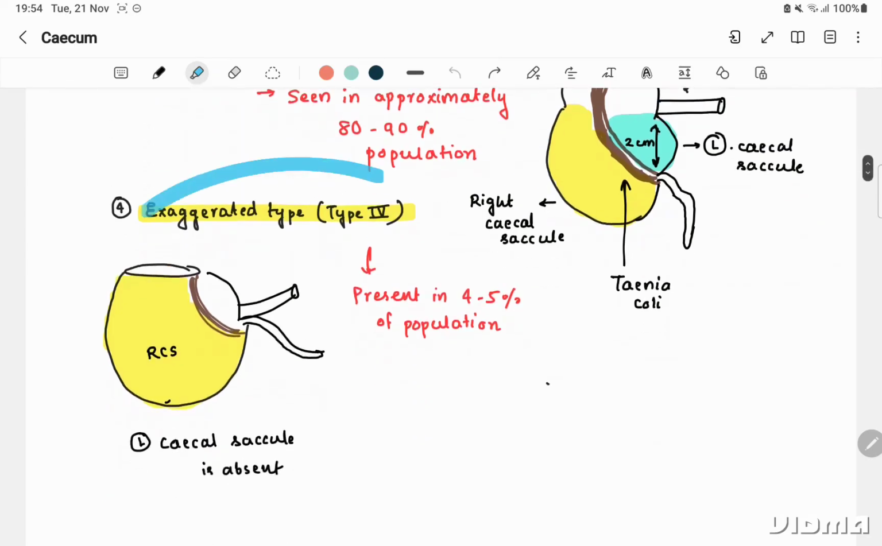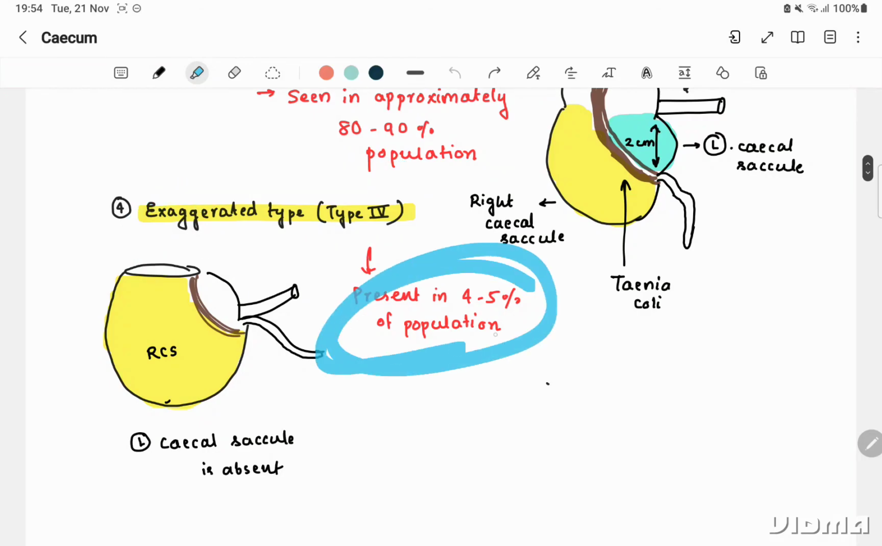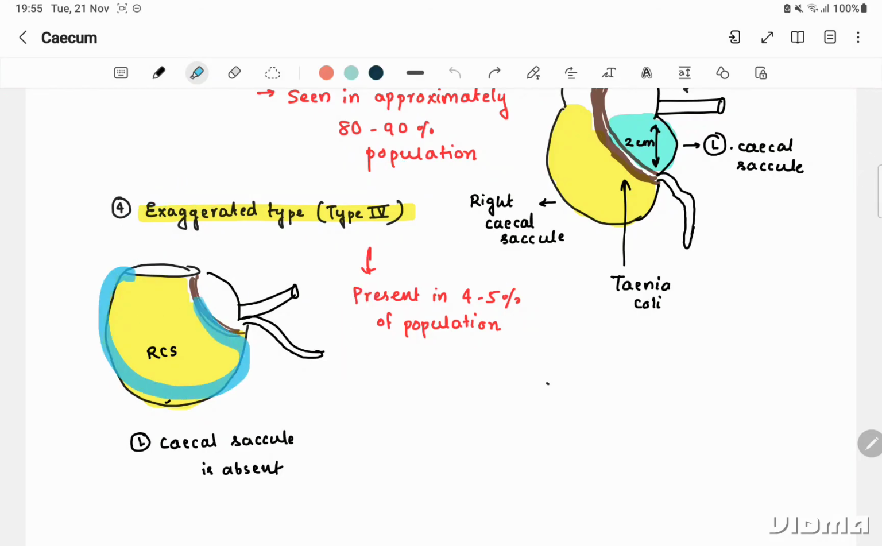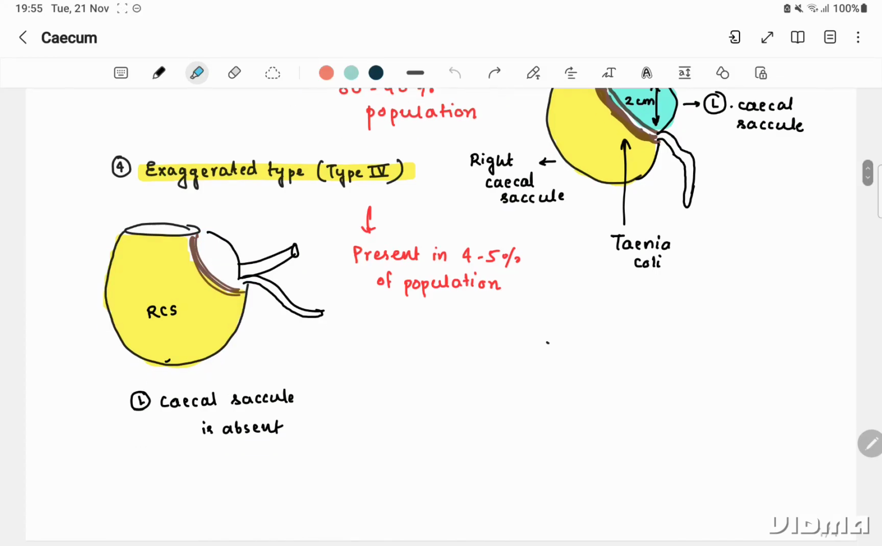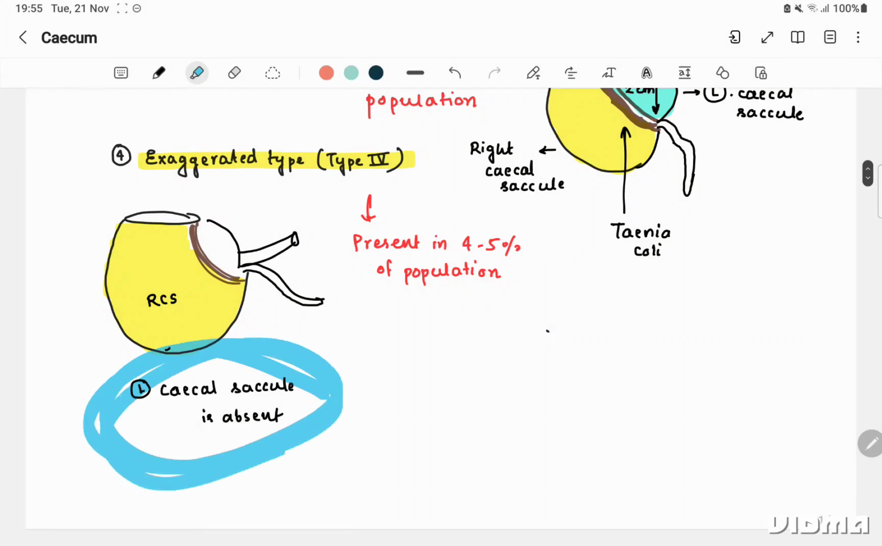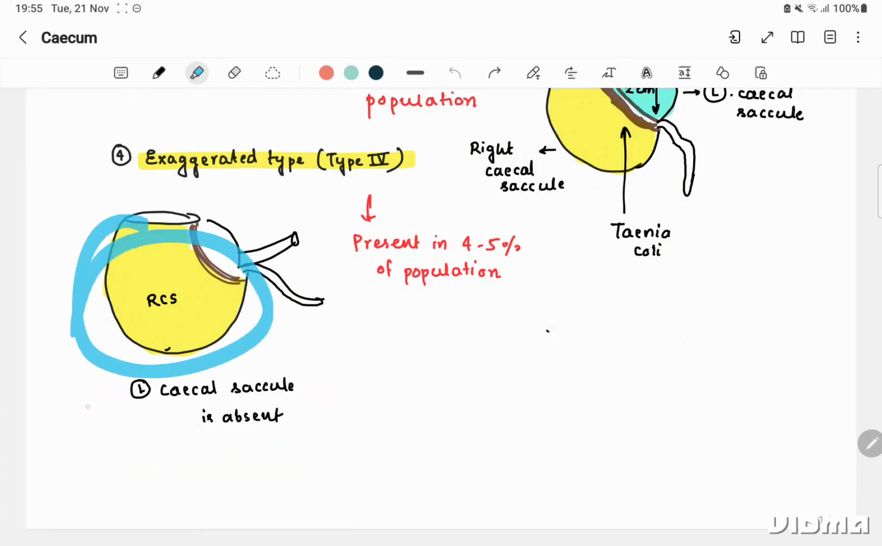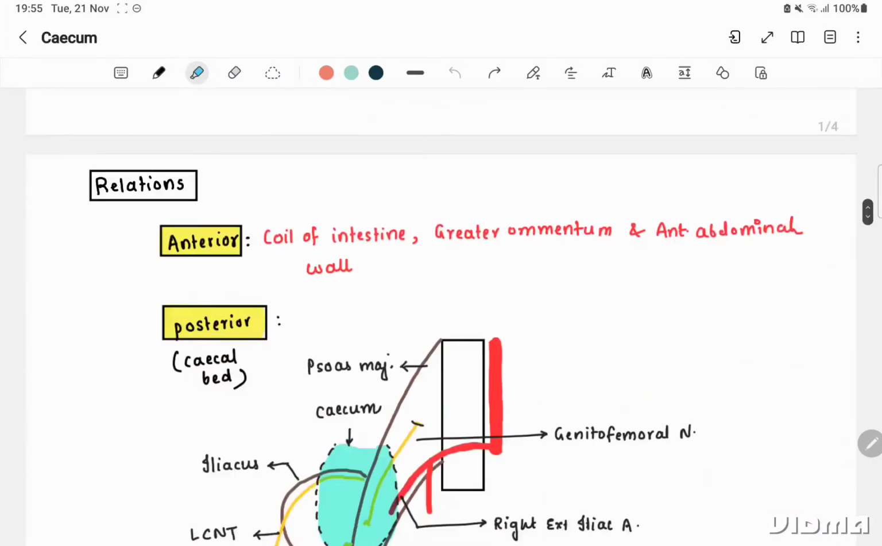And then you have the exaggerated type, type 4, present in about 4 to 5% of the population, where the right cecal saccule is very, very big as compared to your left cecal saccule, and the left cecal saccule you can consider negligible or absent. A very big right cecal saccule is present.